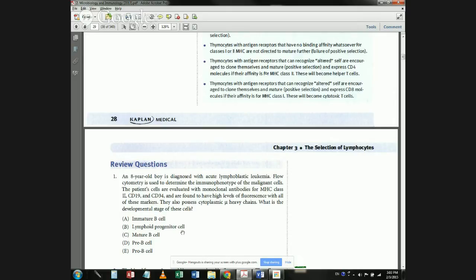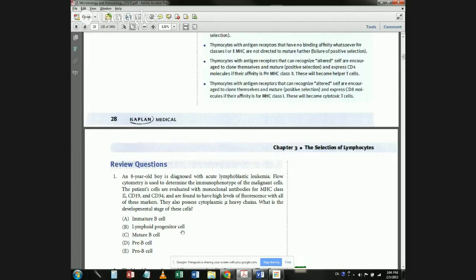They also possess cytoplasmic mu heavy chains. Okay, so why aren't they being expressed? Why are they still in the cytoplasm? I don't know. Maybe because the light chains are not ready, or they're still developing, or the light chains are still getting made.